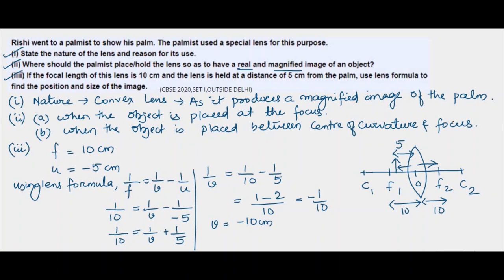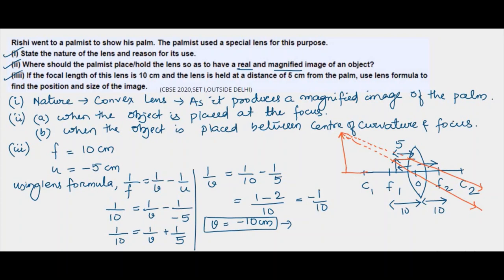So the image, where is it formed? The image is formed at a distance of 10 centimeter on the same side, because you see image distance is coming here is negative 10 centimeter. So it will be formed on the same side. Because see here, if we draw the ray diagram for this, one ray goes parallel, it passes through the focus, another one passes through the optical center. So these rays are diverging. So the image formation will take place on this side. Here will be the image formed, that is on the same side of the object. So the image distance we write it as minus 10 centimeter.